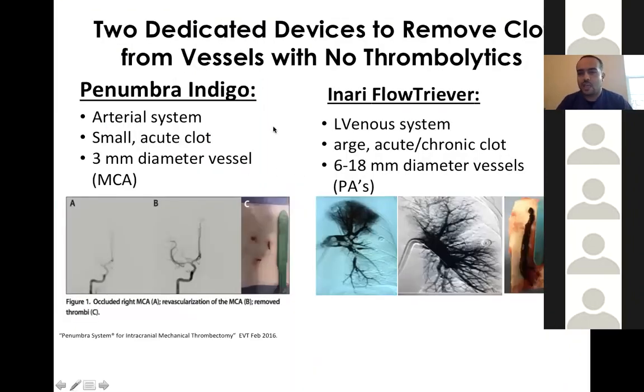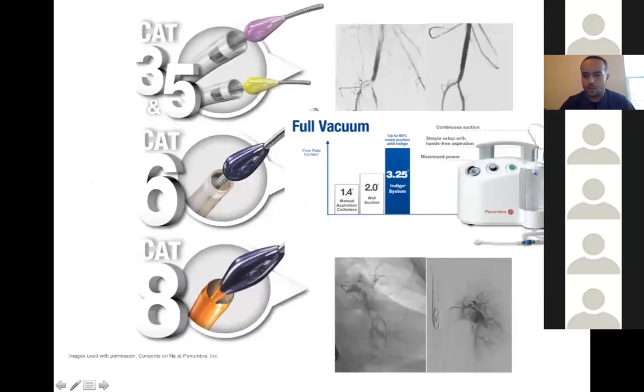Two dedicated devices came on the market recently for aspiration. The Penumbra device, which was originally developed for stroke interventions, and Dr. Al-Sagir is very familiar with this, used it for his stroke aspiration and thrombectomy patients. Now the company has come up with 12 French bigger catheters for dedicated pulmonary thrombectomies. Inari FlowTriever is a device that we use for these PE patients. It's up to 24 French. It's a big hose that you take to the pulmonary artery and try to suction out the clots, and this is some of the clots that we can get out on good days.